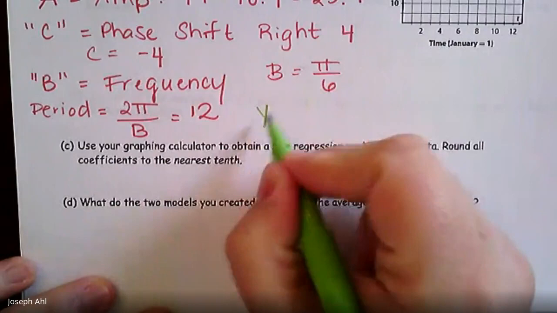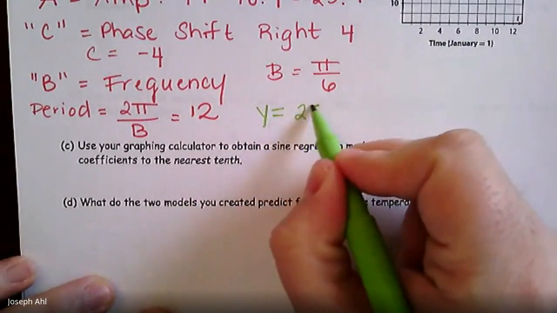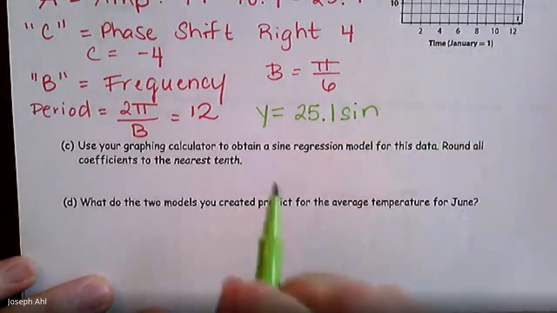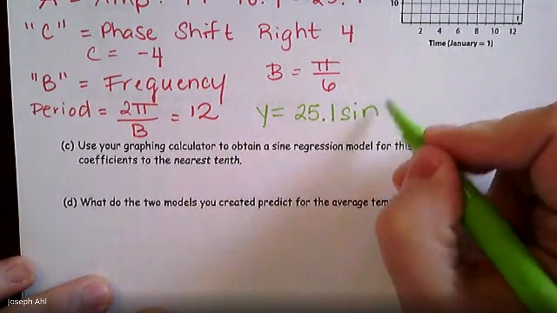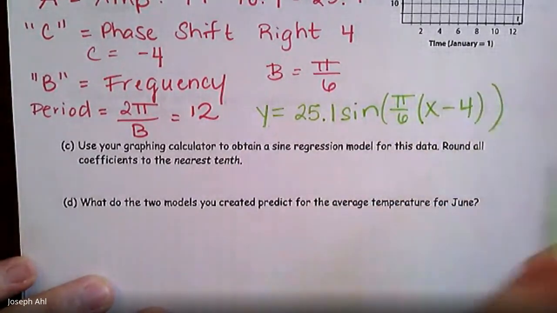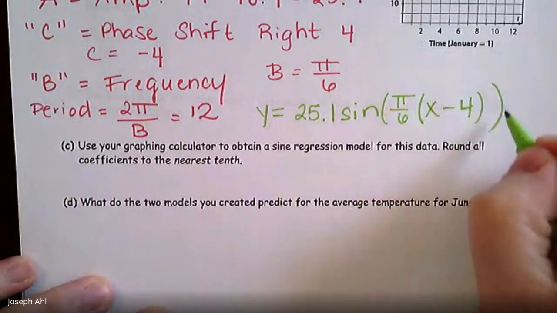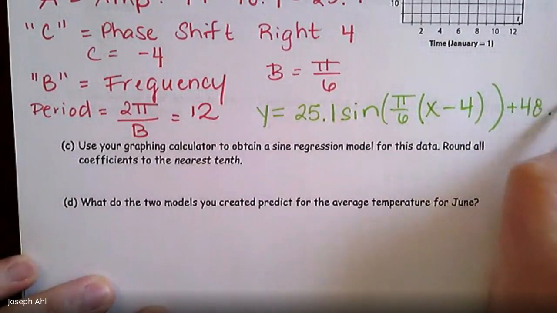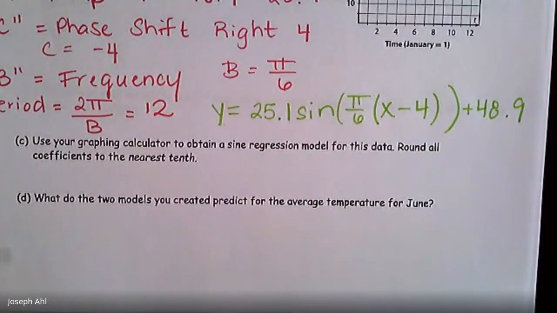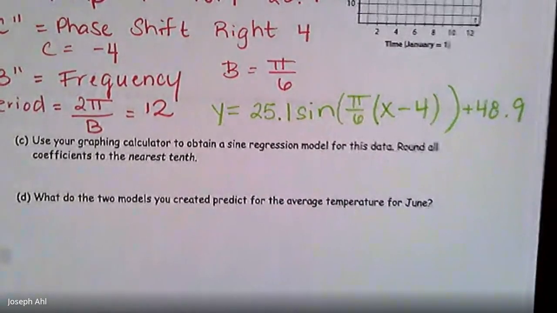So we've got y equals 25.1 times sine of the value of B, which is pi over 6, times x minus 4. And then at the end, the vertical shift, plus 48.9. Okay, go ahead and if you haven't already, type that data in and see if you can get the sine regression model. And we're going to compare and see how close we came to getting a model that actually works well here.